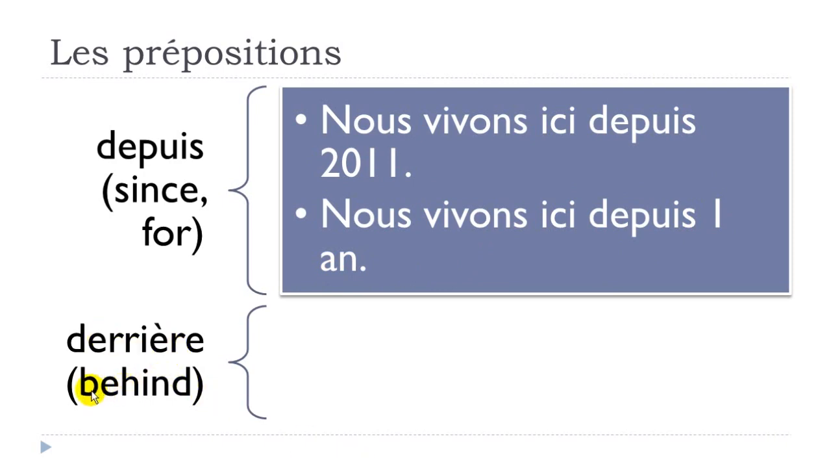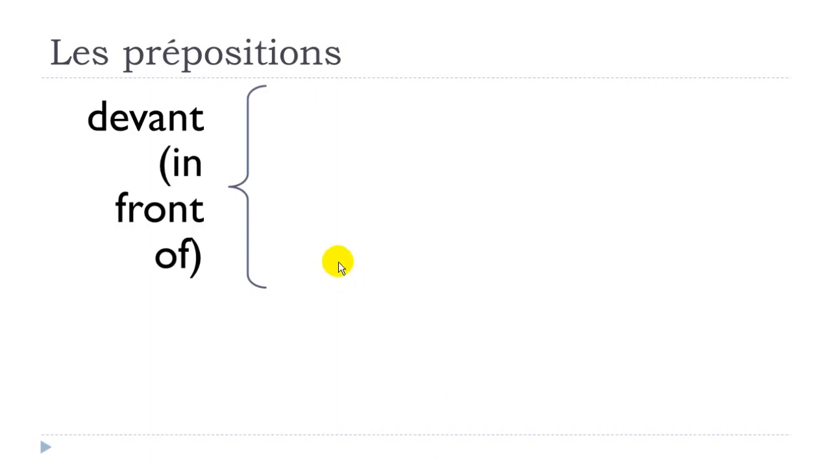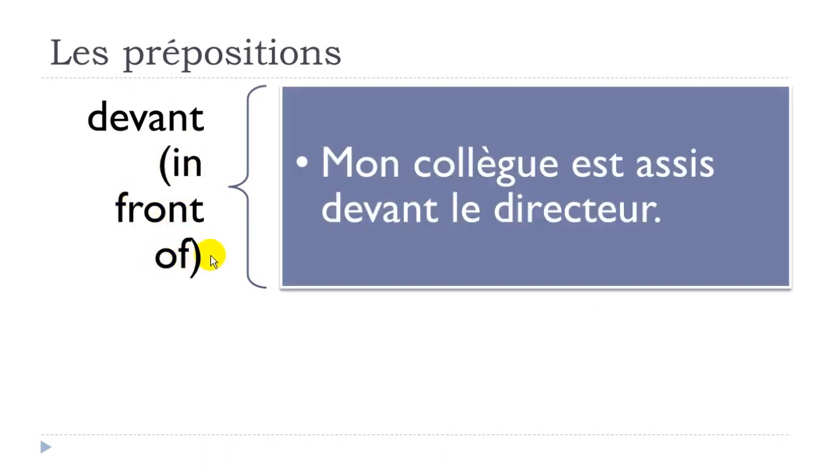Derrière means behind, okay? So, the example could be, le ballon est derrière l'arbre. Le ballon, the ball, est, is, derrière, behind, l'arbre, the tree. Okay? Un arbre, a tree. Le ballon est derrière l'arbre. Then after that, we can see devant. Devant means in front of. Okay, in front of. And then the example could be mon collègue, my colleague, est assis, is seated, devant le directeur. Le directeur, the director. Mon collègue est assis devant le directeur.